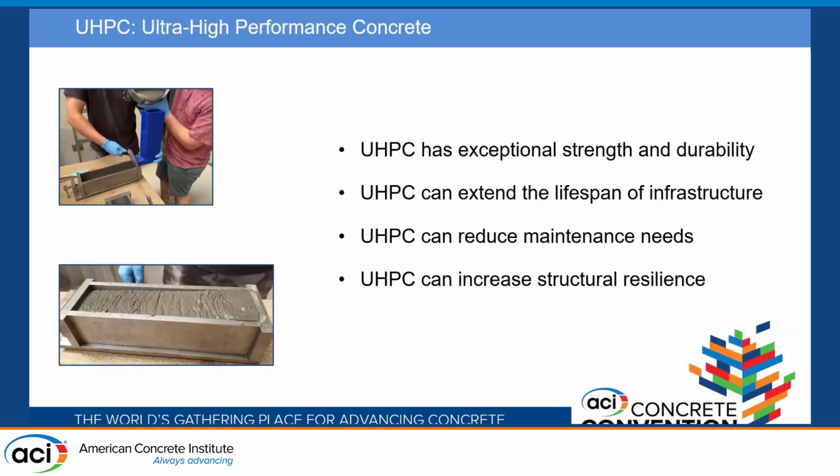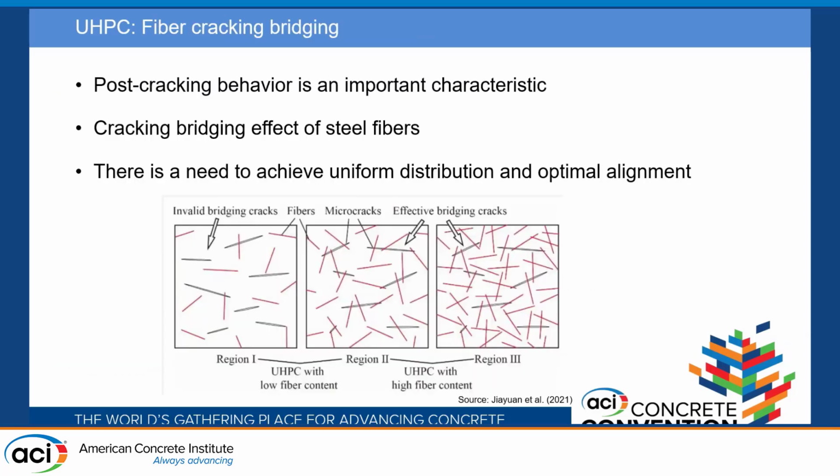So as everybody has said before, UHPC is exceptional in strength and durability. It extends the lifespan of infrastructure, reduces maintenance needs, and increases structural resilience, mostly because of fiber crack bridging. So post-cracking behavior is very good. It's a nice characteristic of UHPC. Crack bridging happens due to the existence of fibers. Because of this, we want fibers to be well distributed in the directions where we need that bridging.